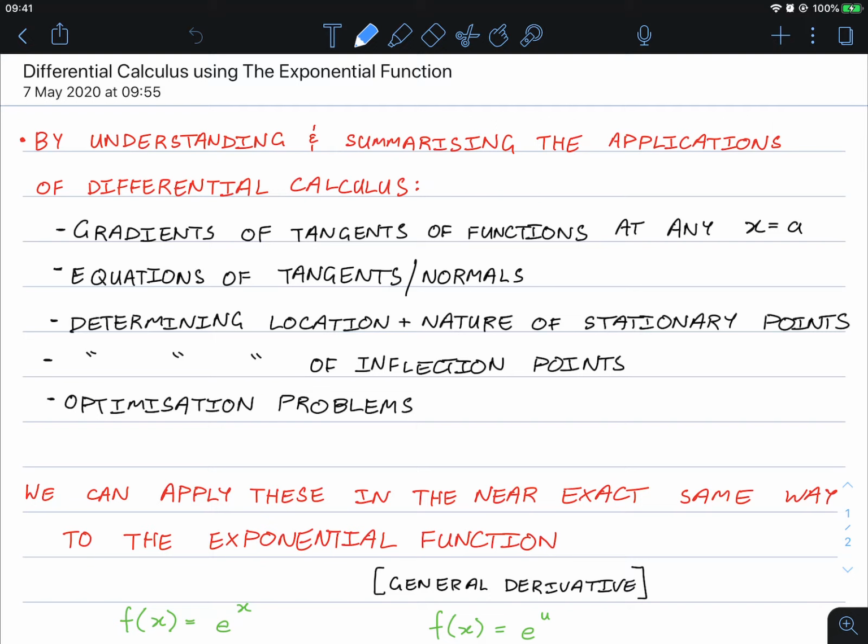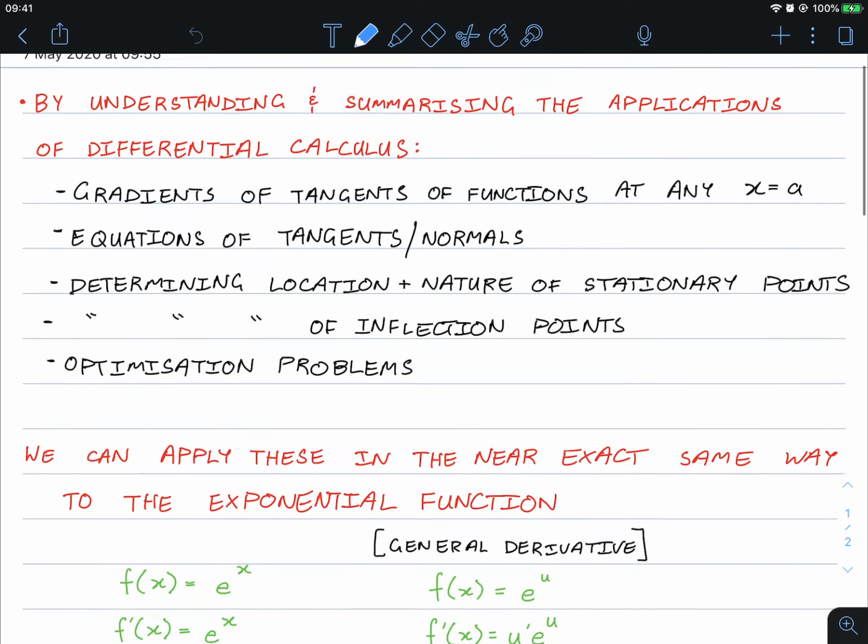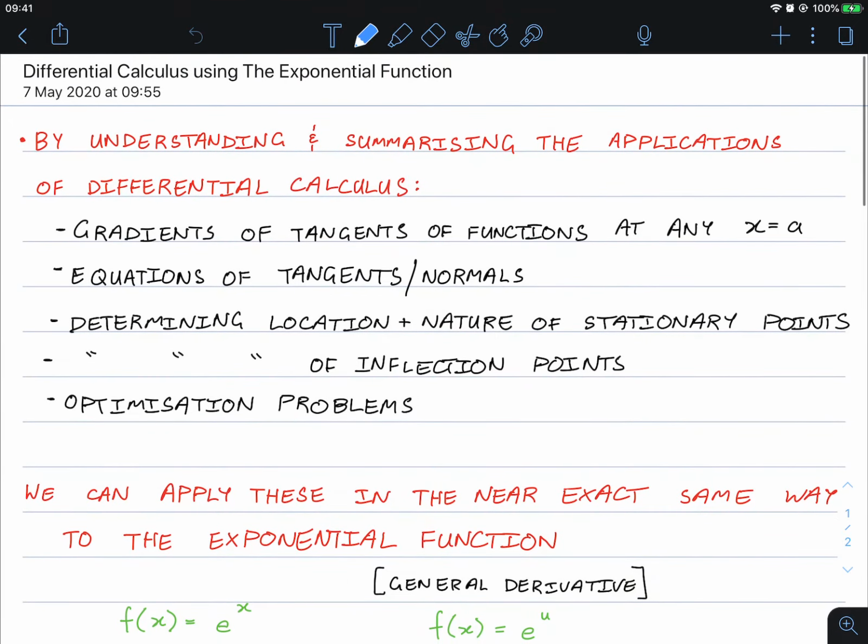Hello class, this is a video tutorial on differential calculus using the exponential function. By understanding and summarizing the applications of differential calculus, we can apply these in the near exact same way to the exponential function. The different ways that we use calculus is to find the gradients of tangents of functions at any value of x.